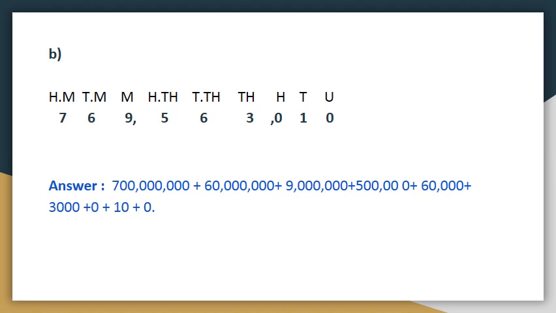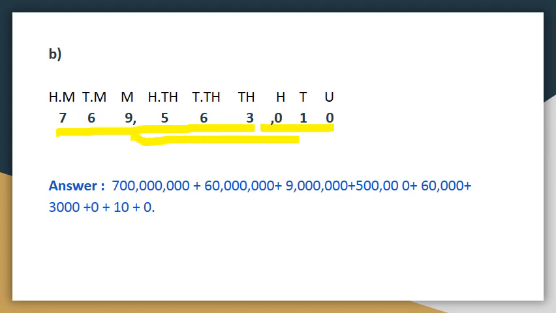So here is another example. The number is 769,563,010. What do you do first? As I told you before, in expanded form we have to write the first digit as it is and replace all other digits on its right with 0. And it is done for all other digits.